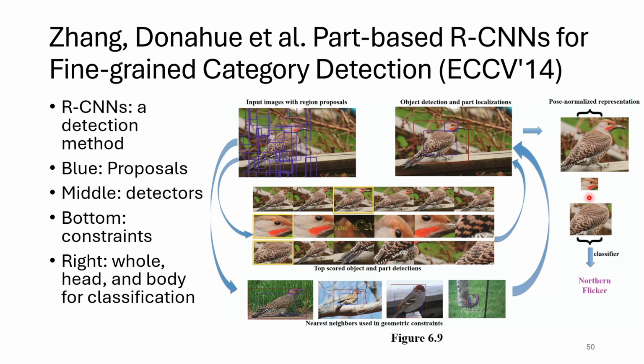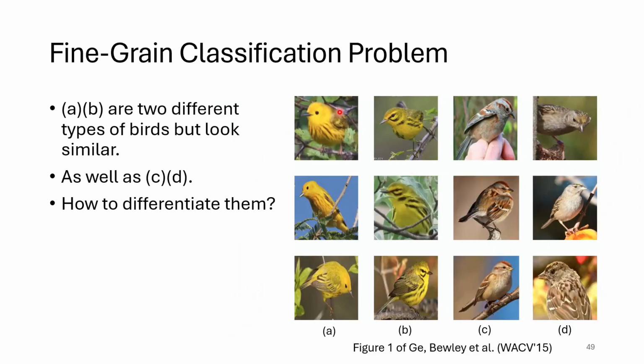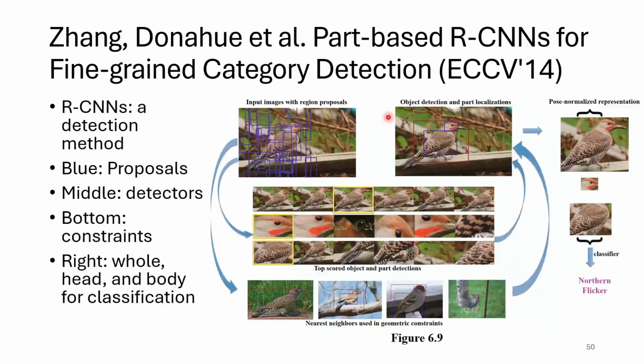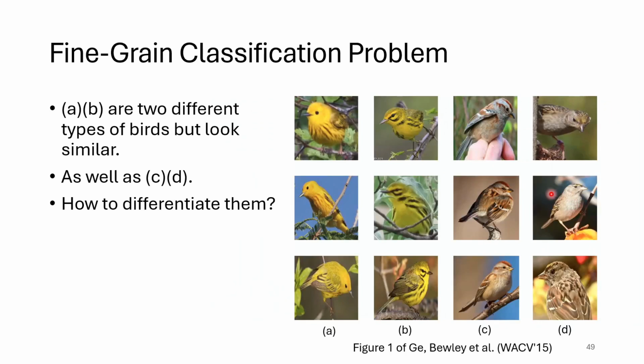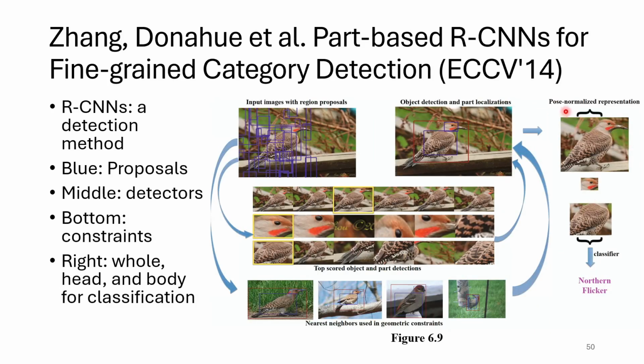Because they can extract the head, they can compare images head by head. So if the difference occurs on the head, they can recognize it. If the difference occurs on the body, for example this one and this one, their bodies look quite different, so they will be able to correctly recognize that. Otherwise, they can use the whole image, the parts of the bird, to recognize the type of the bird.